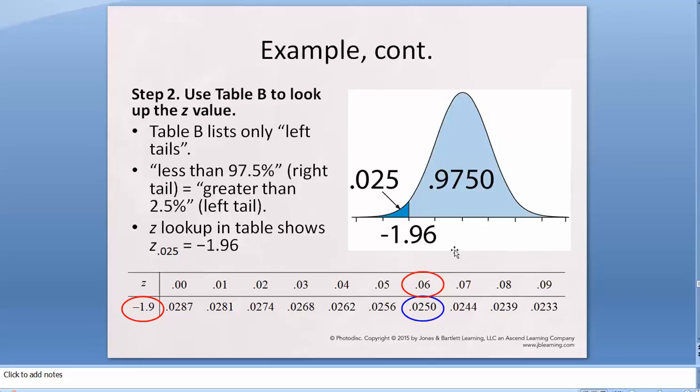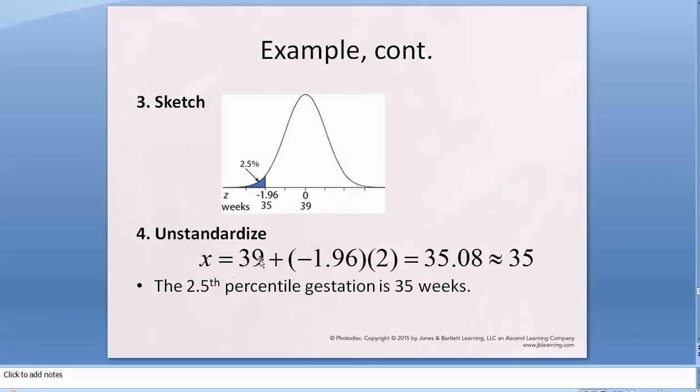So at this point, you have found z. Now the next step is to find the actual x value. What is the gestational period which is shorter than 97.5% of them? You need to use x equals mu plus sigma z, which is used here. This is your mu value, this is your z value, and this is your sigma value. So this is the 2.5th percentile of the gestation period, and that is 35 weeks, right?